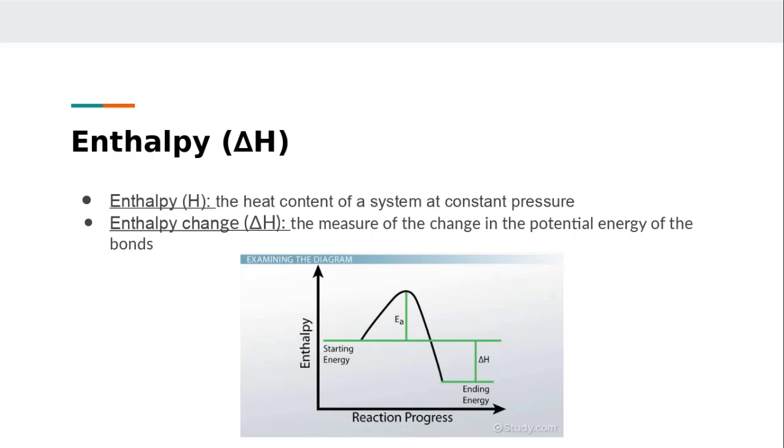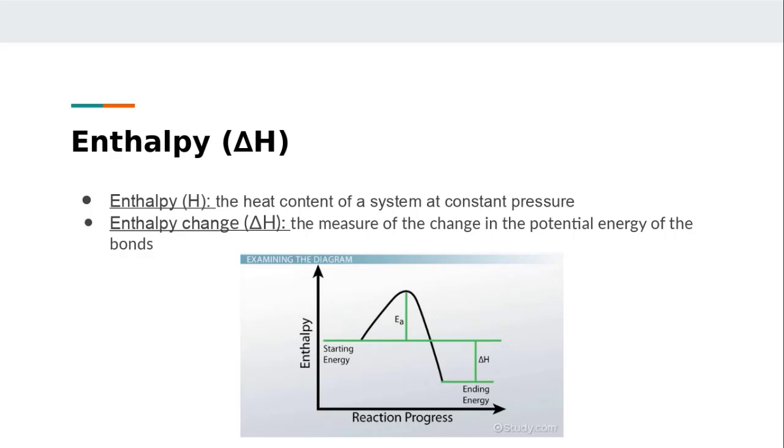Okay, so we're going to start off by talking about enthalpy. Enthalpy is the heat content of a system at constant pressure. And if we're talking about enthalpy change, or delta H, that's where we measure the change in potential energy of the bond. So we can think about this in terms of exothermic and endothermic reactions.